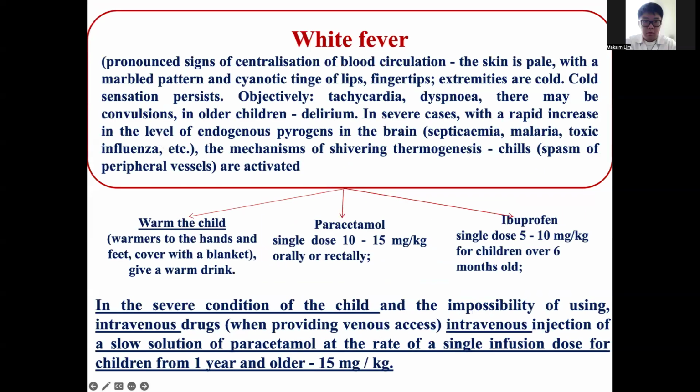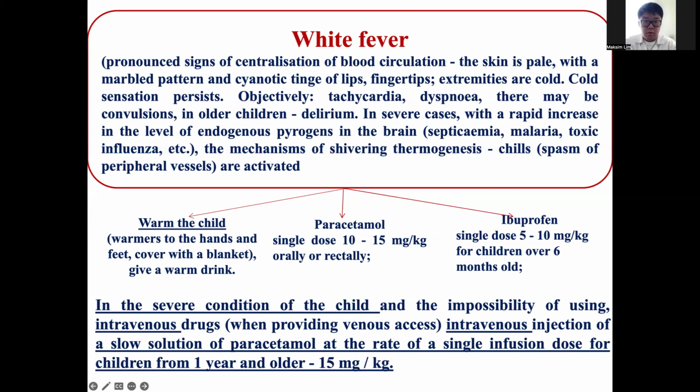The white fever: pronounced signs of centralization of blood circulation, the skin is pale with a marbled pattern and a cyanotic tint of lips, fingertips, and the extremities are cold. Cold sensations persist. Objectively, we could discover tachycardia, dyspnea, and in other children delirium.